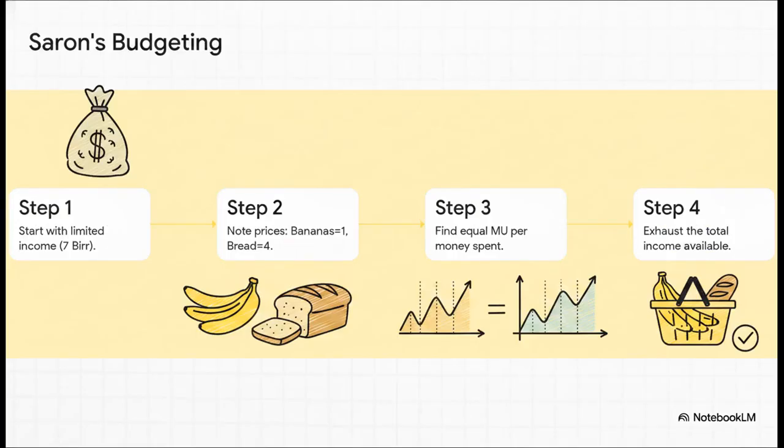But real life usually involves choosing between lots of different goods. Let's look at a two-commodity scenario using a hypothetical consumer from our text named Saron. Saron wants to maximize her happiness, but she only has a limited income of 7 beer. She's choosing between bananas, which cost 1 beer each, and bread, which costs 4 beer a loaf. To win this economic game, she needs to find the exact combination where the marginal utility per money spent is equal for both goods, and her entire 7 beer budget is spent.